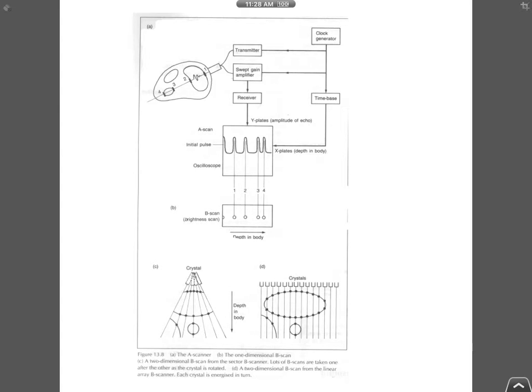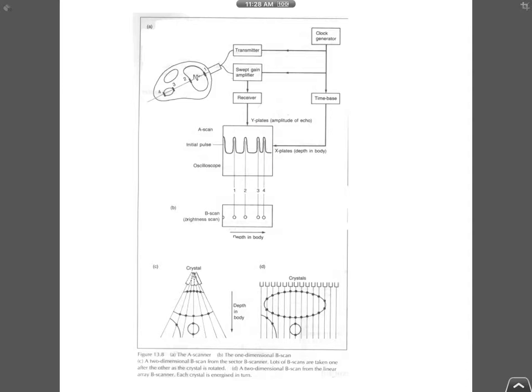So what is the B scan, which is the brightness scan? Now remember, at the boundary between two mediums, the ultrasound will be reflected, right? So in an A scan, the pulses that are reflected are seen as amplitudes on the CRO. But imagine, instead of plotting the peaks on the CRO, I translate it into the brightness of a dot.